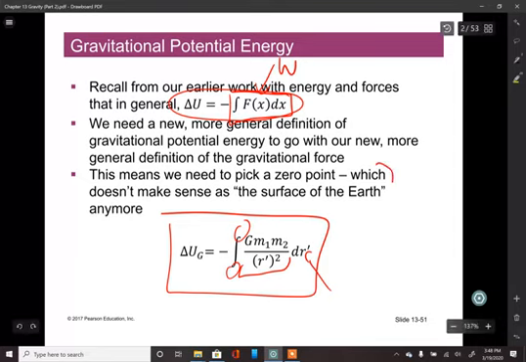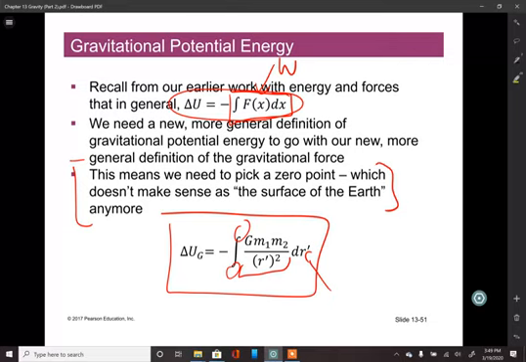And that's the same as asking this question: where do we have zero gravitational potential energy? In our old way of approaching gravitational potential energy, mgh, we had zero gravitational potential energy at ground level, whatever we defined that to be. But that doesn't make a whole lot of sense anymore. And so we need to make a new choice for what means zero gravitational potential energy.